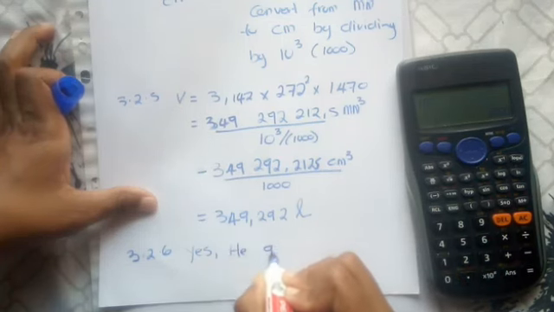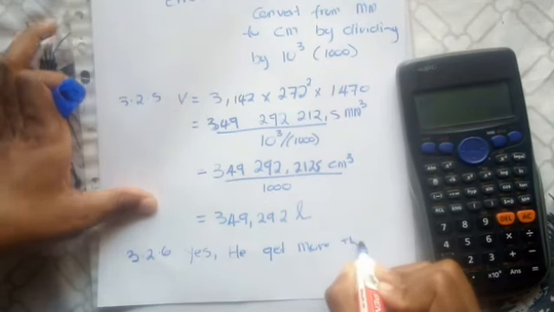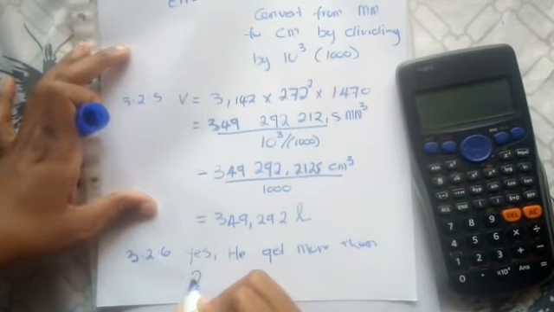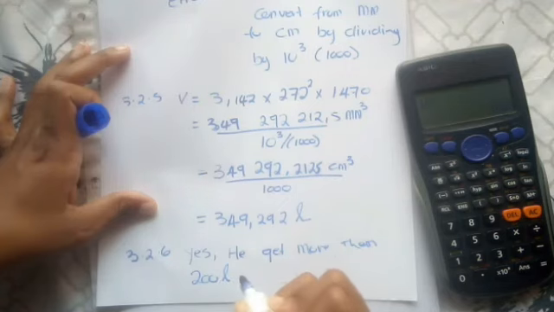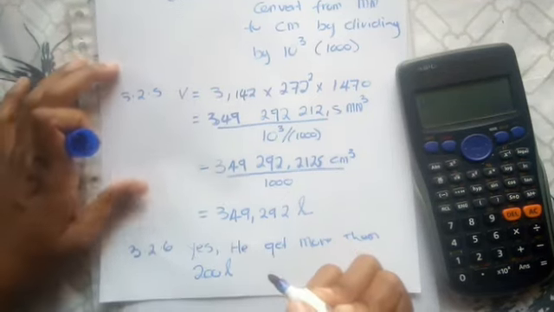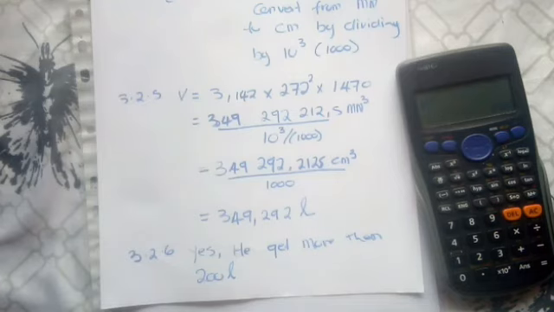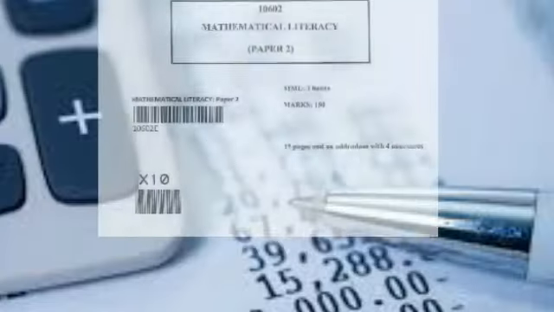He gets more than 200 liters of water in that same Geyser that he thought was a 200-liter Geyser. It gives him 349. So it's like 149 more than he would have purchased. Anyone would be happy with that kind of purchase. So that is the end of our question 3.